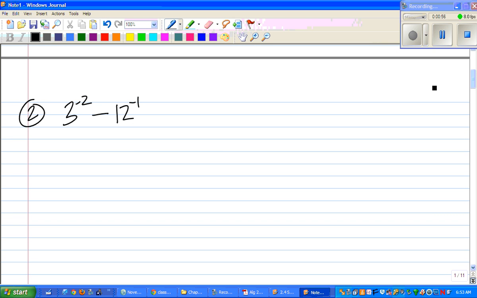Alright, number 2, 3 to the negative 2nd minus 12 to the negative 1st. Remember, if your exponent's negative, you have to drop it like it's hot. So you get 1 over 3 squared minus 1 over 12 to the 1st, and that changes to 1 over 9 minus 1 over 12. Now, we are not done, okay? We need to find an LCD.